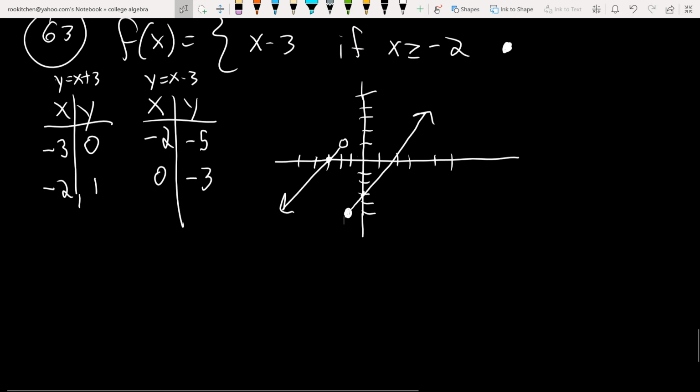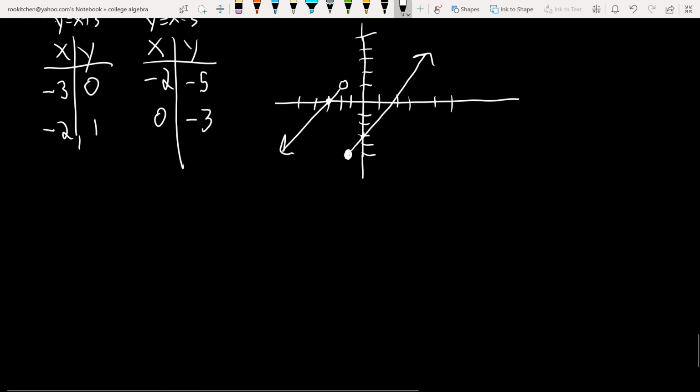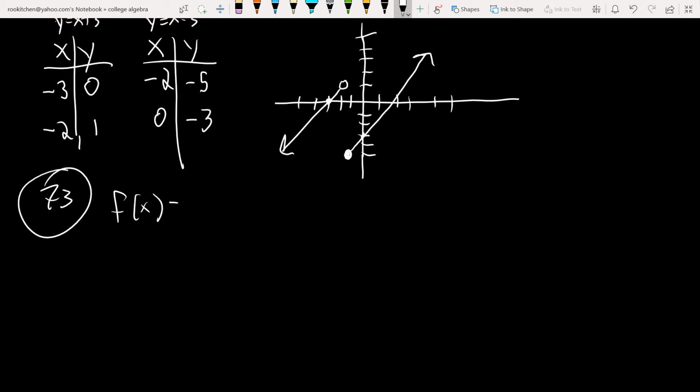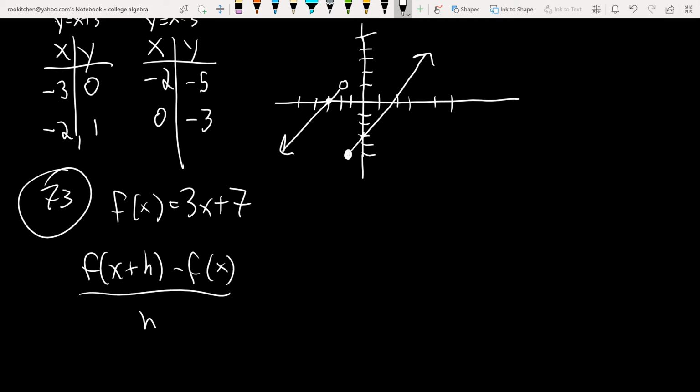Okay, evaluating functions. So number 73, f of x equals 3x plus 7, and I want to evaluate f of x plus h minus f of x, all over h. So what is this thing? This thing is like a slope formula. It is a slope formula. As a matter of fact, it's going to give us the answer, which is the slope of that line.